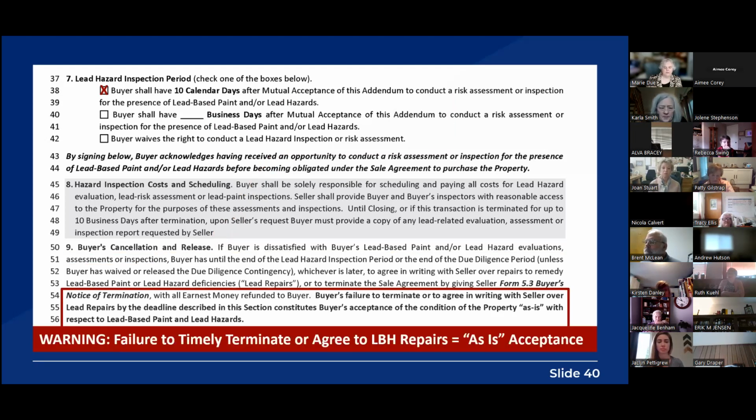And notice the termination. Failure to timely terminate or agree to the lead-based hazard repairs is an as-is acceptance. So if you do nothing and you get past your 10 calendar days, your clock is done. There's no way you can terminate based on this.